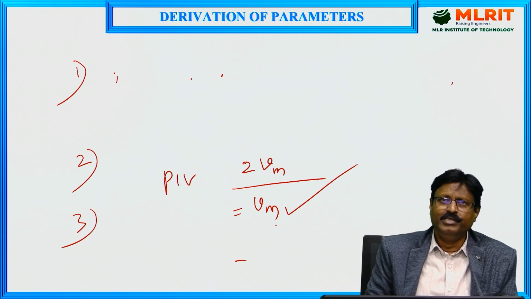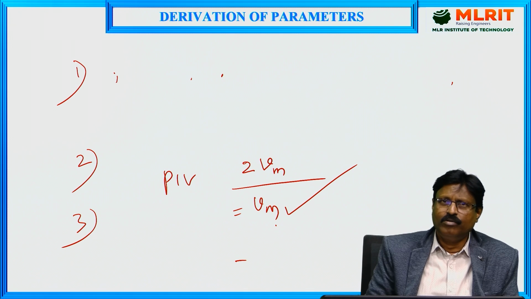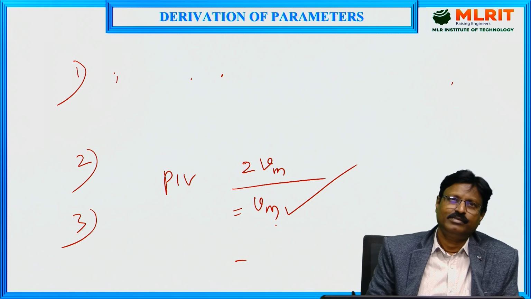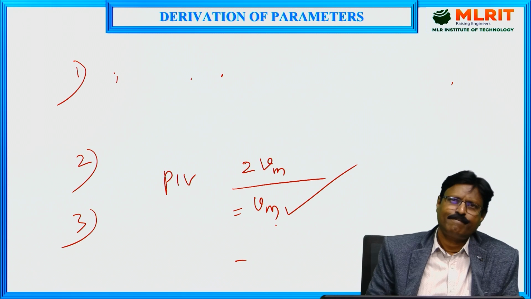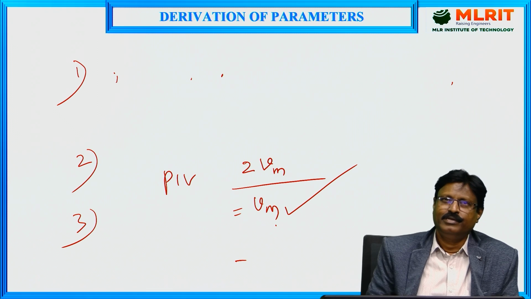By this I can conclude all the rectifiers. First we discussed the full wave rectifier, second the half wave rectifier, and third the bridge rectifier. You can prepare a comparison table based on the parameters, and we can study the differences.